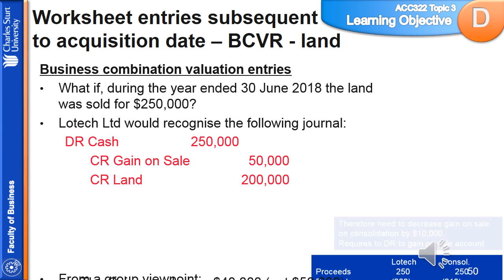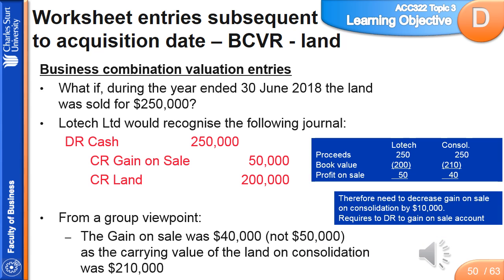However, from a group viewpoint, the gain on sale was only $40,000, as the carrying amount of the land on consolidation was $210,000. We had revalued that land as at date of acquisition by an increase of $10,000. So for consolidation purposes, we need to decrease the gain on sale by $10,000, and that will be a debit to the gain on sale account.